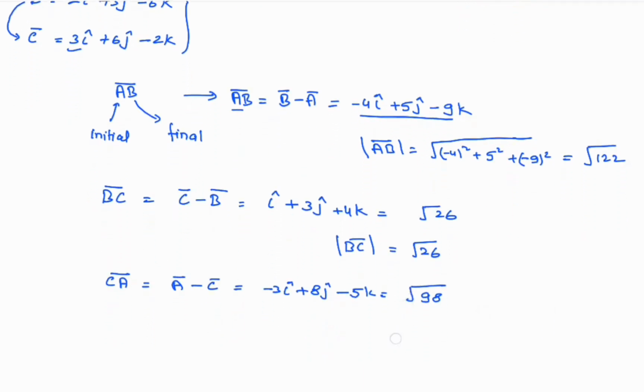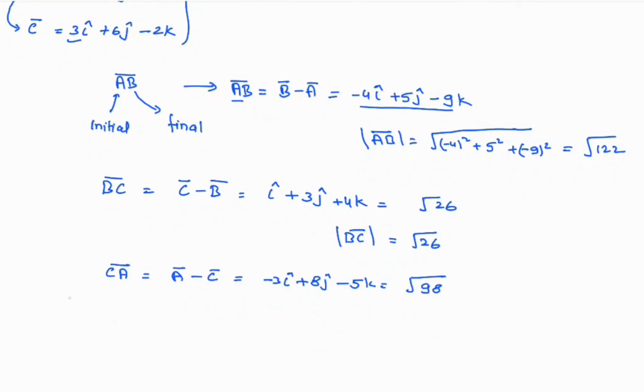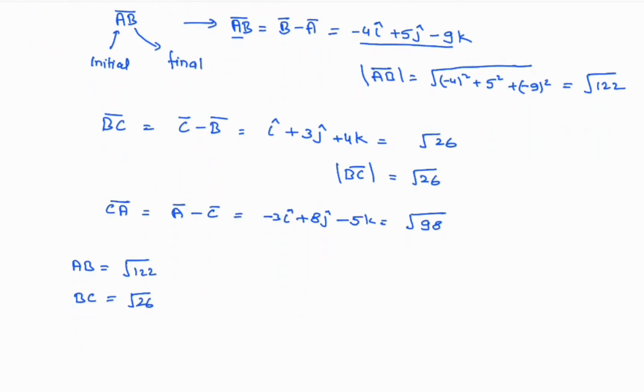Okay. Now we have to find the length of the 3 arms. The first, AB, I am not writing a vector now because I am writing a magnitude. It's going to be 1, 2, 2. And the second length is BC, which is equal to under root of 26. And CA or AC is equal to under root of 98. Now look at the options.